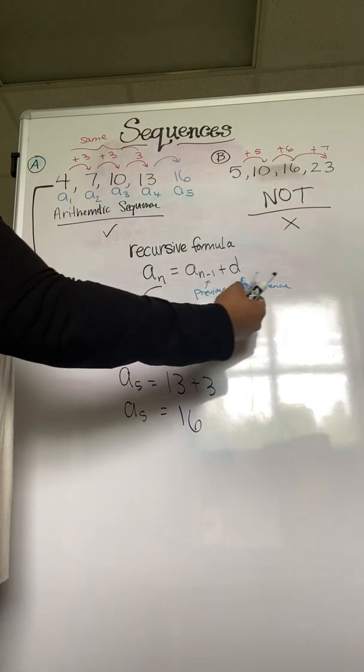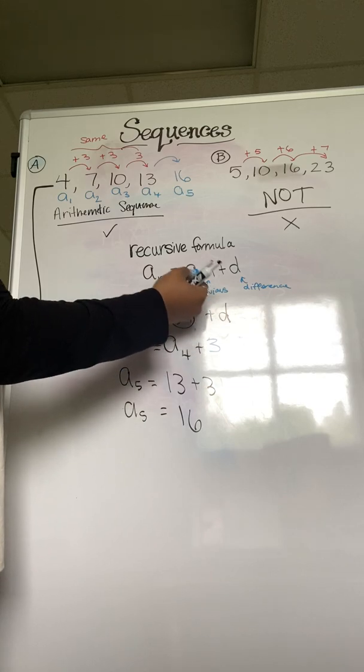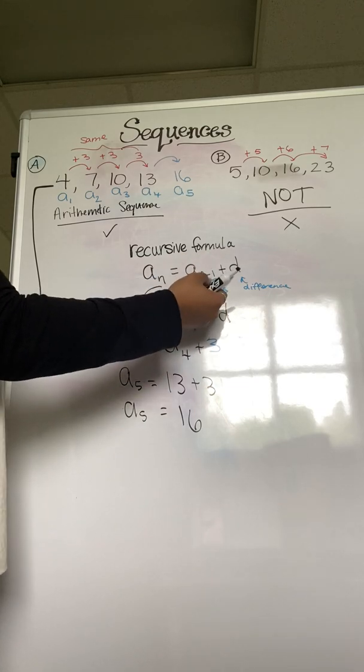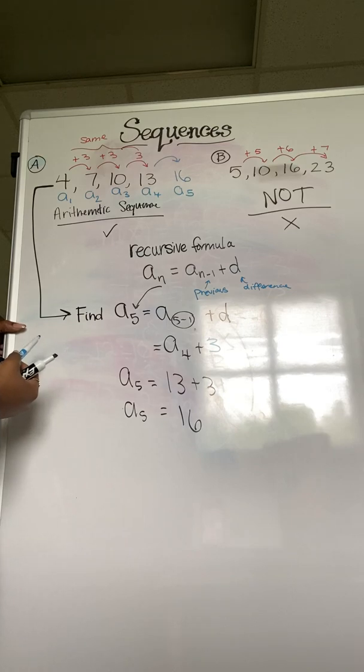So that is what the recursive formula is saying, is that you take any term, you take whatever's in front of it, and then add the difference, and that's how you get the next term.